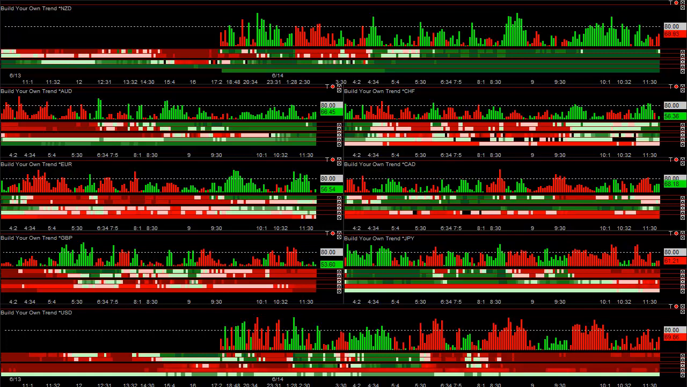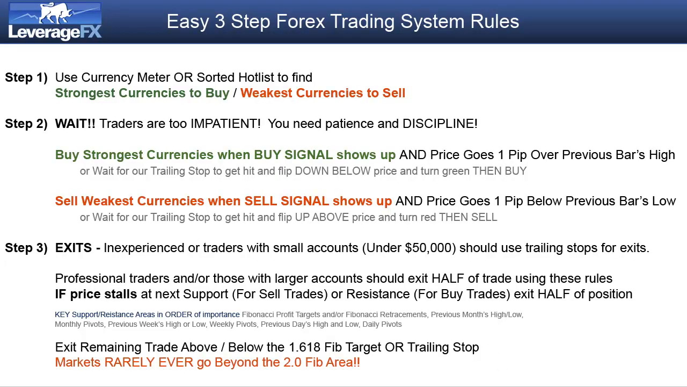We have a 3-step easy Forex trading system, which I'll go over the rules real quick right now. Step 1 is to use the currency meter or quote sheet or hot list and focus on buying the strongest currencies versus the weak and selling the weakest versus the strong.